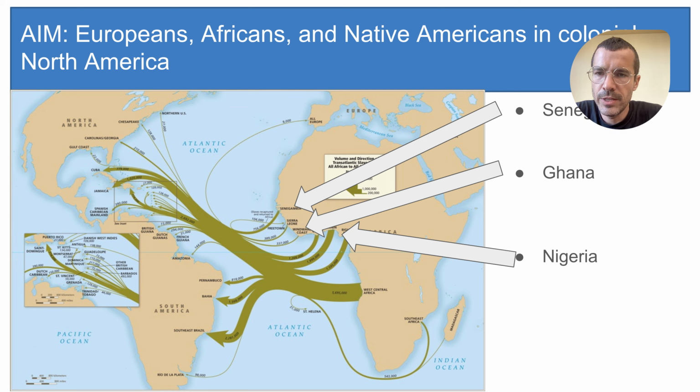And over time, in North America, the enslaved people that were taken from West Africa brought their culture, and it developed into a uniquely African-American culture. So the second cultural influence in colonial North America was from West Africa.